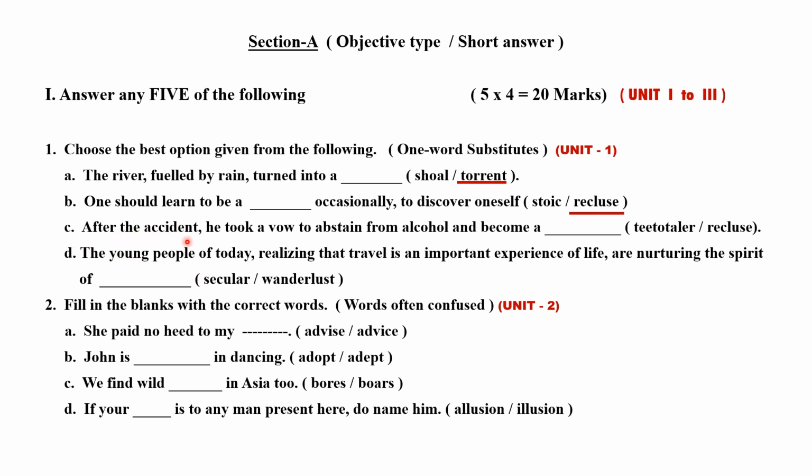C. After the accident, he took a vow to abstain from alcohol and become a dash, teetotaler or recluse. So you know the answer. Teetotaler means sober, without the effect of alcohol, is called as teetotaler or sober.